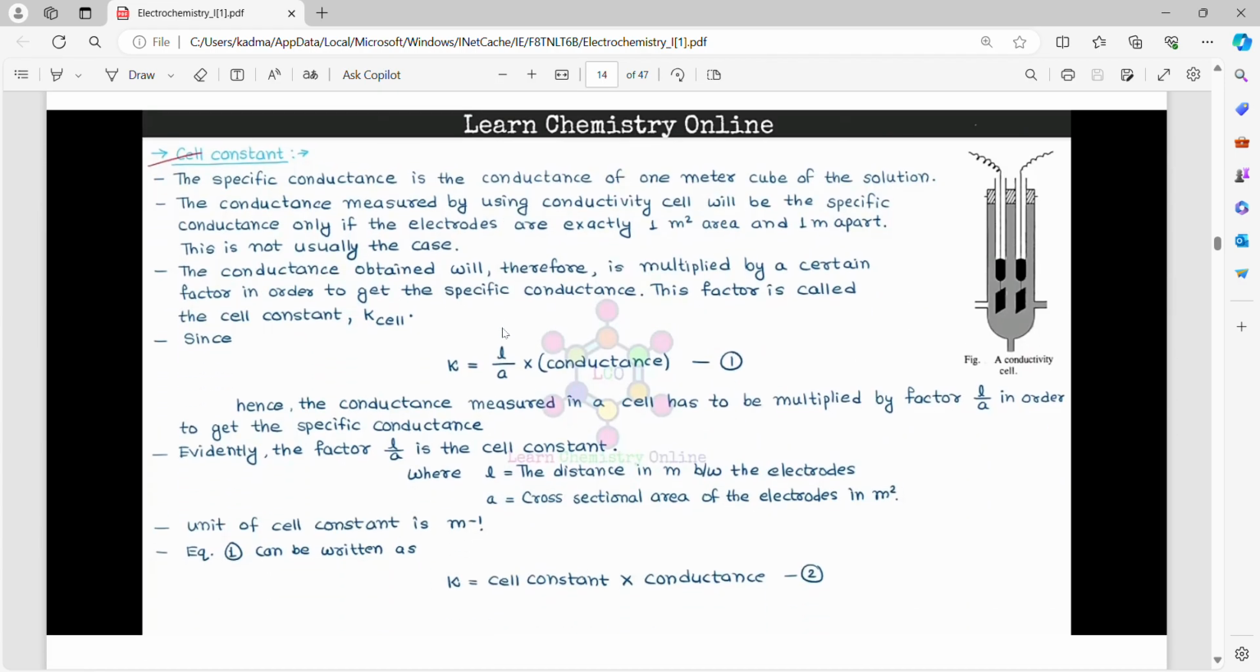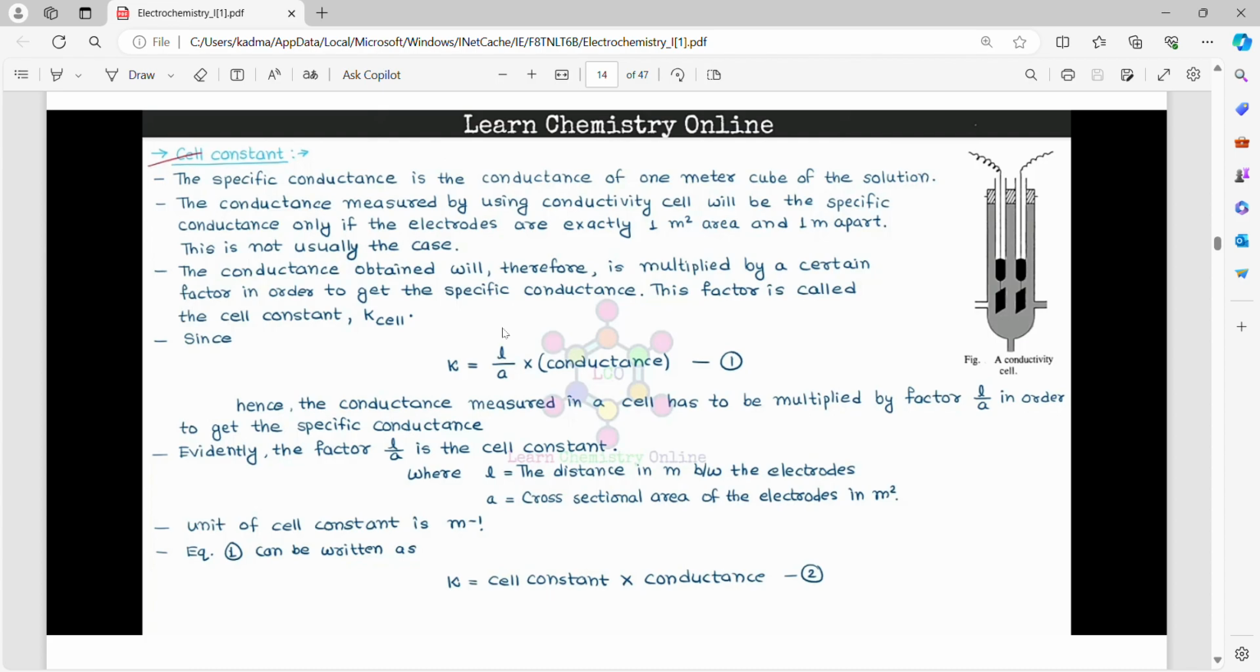Cell constant. The specific conductance is the conductance of 1 meter cube of the solution. The conductance measured by using a conductivity cell will be the specific conductance only if the electrodes are exactly 1 meter square in area and 1 meter apart. This is not usually the case. The conductance obtained will therefore be multiplied by a certain factor in order to get the specific conductance. This factor is called the cell constant, K cell.